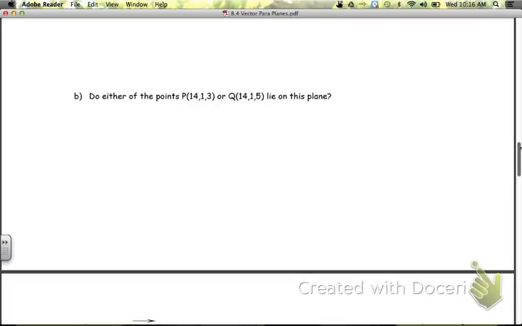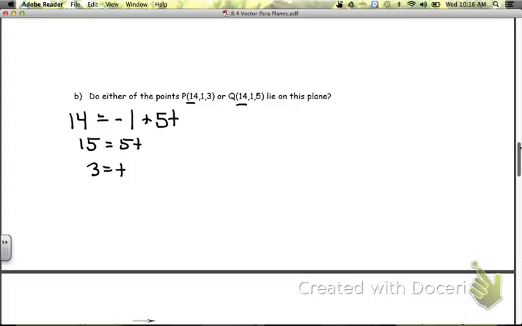Now in part B of our example, we want to see whether either of the points P or Q lie on this plane. We know our parametric equations from part A. We say that 14, since that is the x value in both P and Q, is equal to negative 1 plus 5t, which comes from our parametric equation above. Therefore 15 is equal to 5t, and so t is equal to 3.